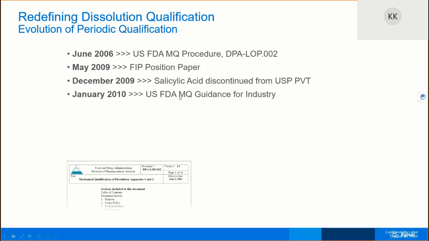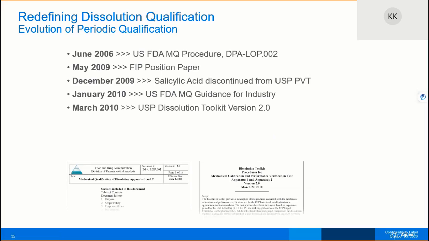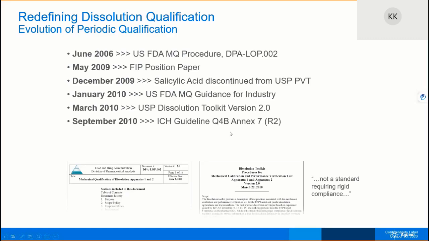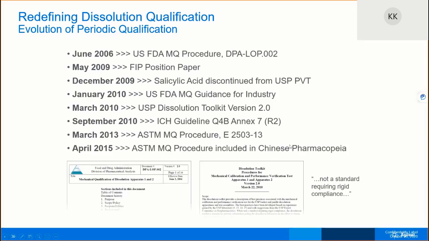The FDA MQ guidance for the industry was published. So there's a clear trend there to mechanical qualification. You have the USP Dissolution Toolkit. So a lot of things have happened. So the ICH guideline. What else? The ASTM MQ procedure, and the ASTM MQ procedure included in the Chinese pharmacopoeia. So you can see over the last 15 years, or in this case 10 years, really a clear trend to make mechanical qualification more established for your dissolution equipment.